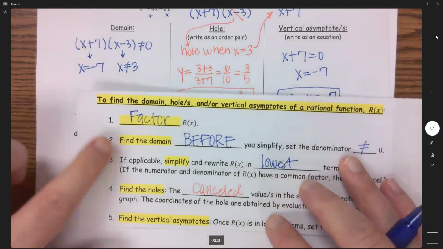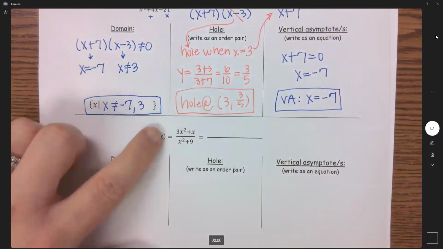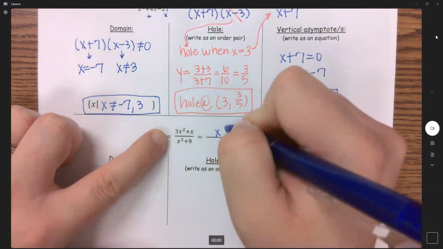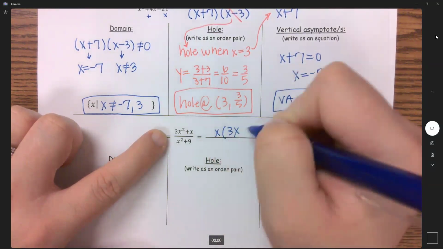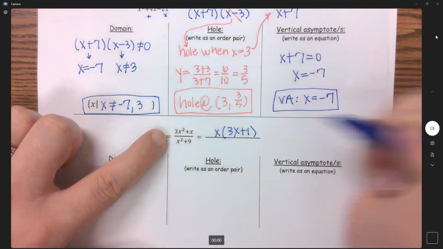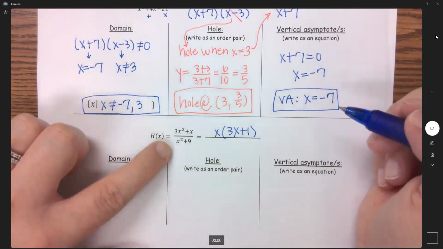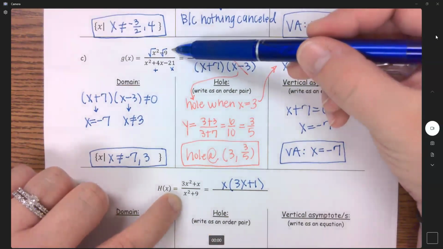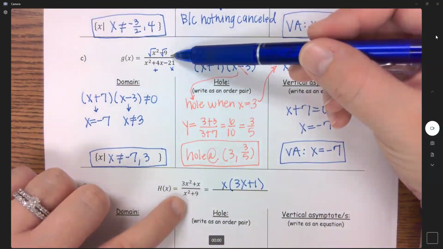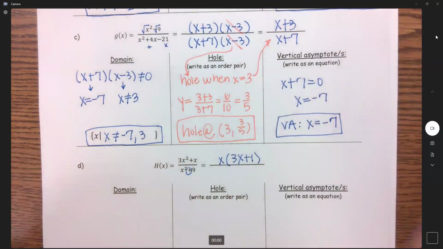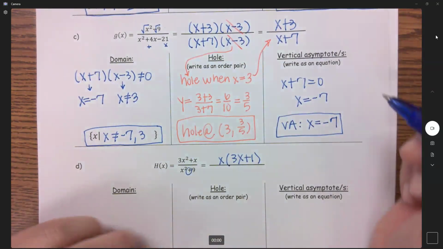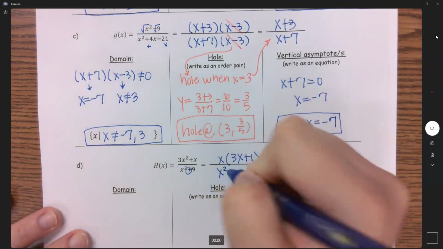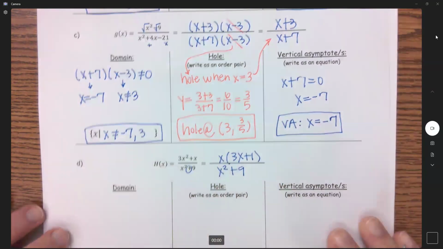Following our steps, first thing we have to do is factor. The top, we have a GCF of x. So I will factor out my x, and that leaves me with 3x plus 1. And then in the bottom, this does not factor. What is the difference between x squared minus 9 and x squared plus 9? This plus right here. If this was a minus, we could factor it. Because it's a plus, it doesn't. So I'm just going to rewrite x squared plus 9.